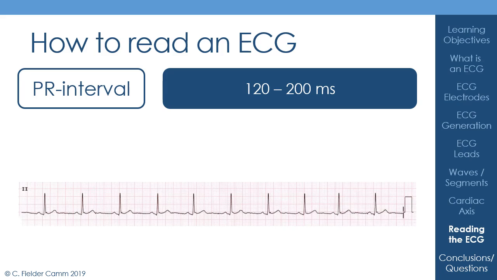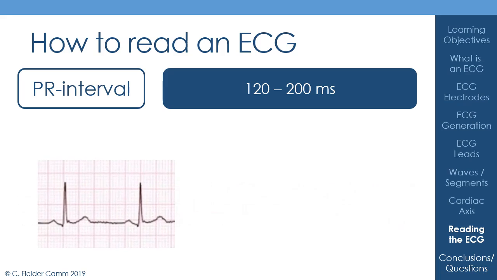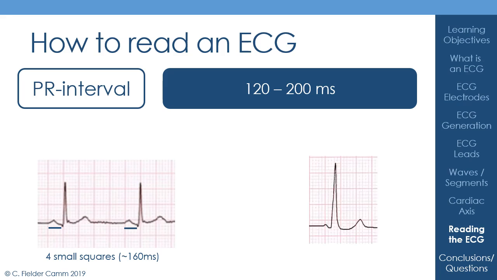So we can take our ECG tracing we've looked at before, and here we take from the beginning of the P wave to the beginning of the QRS complexes in each situation here, and that looks to be about 4 small squares, so about 160 milliseconds. And we compare that here to this complex, and we can see that actually the beginning of the P wave to the beginning of the QRS complex looks much shorter.